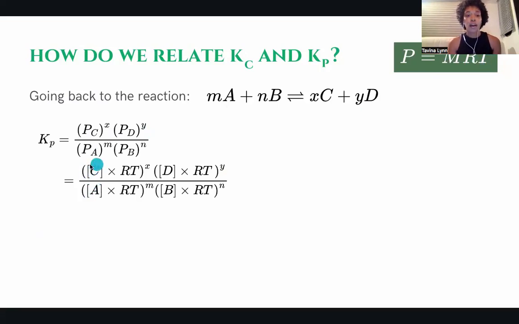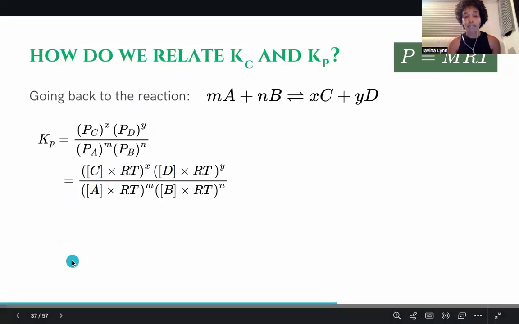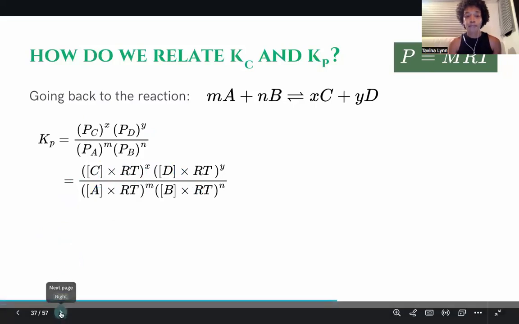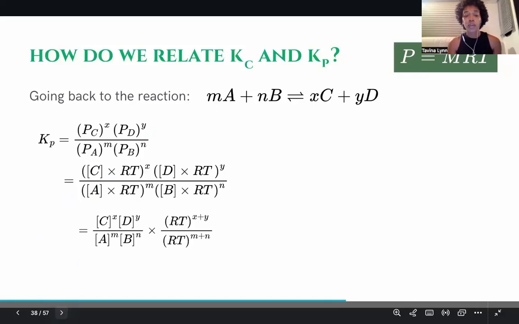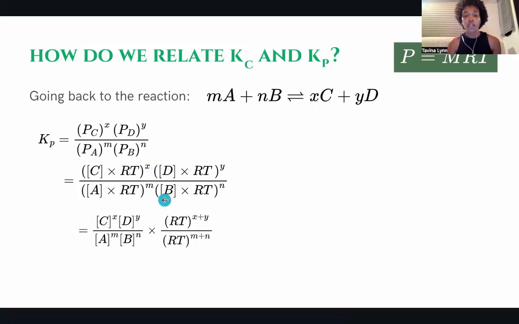So our pressure as it pertains to our product C is equal to the concentration of C times RT raised to its coefficient. We plug this in for every single product and reactant. Then we can rearrange it to where we have just the concentration of our products and the concentration of our reactants raised to their coefficients, times RT raised to x plus y over RT raised to m plus n.